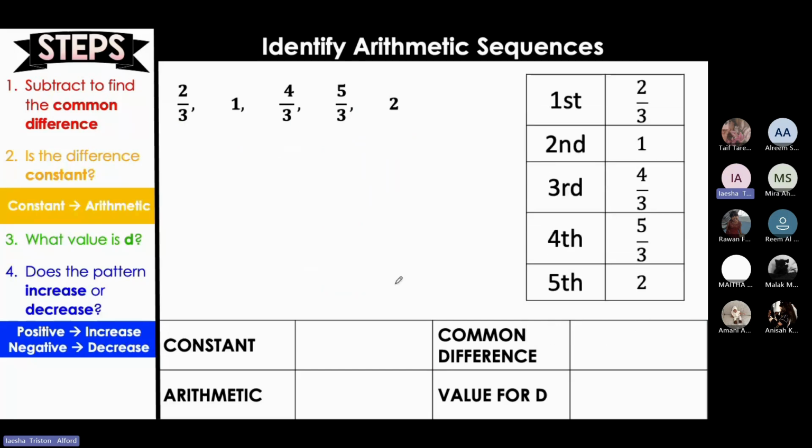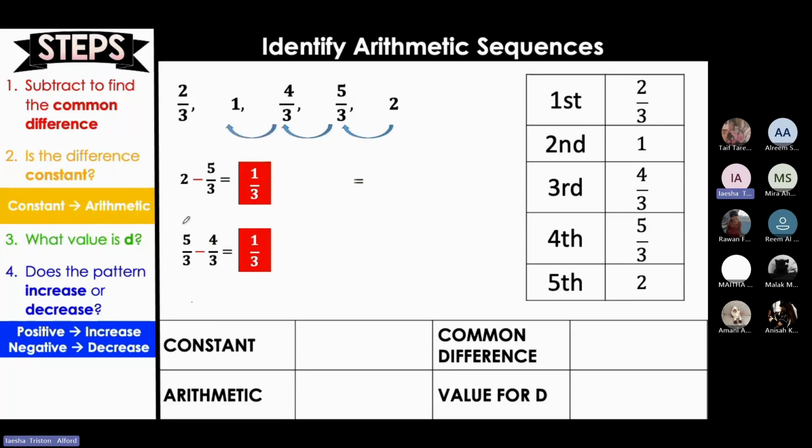Let's try one with fractions. So again, make the table and subtract from the bottom of the table to the top, or the end of the sequence to the beginning. This one gives you positive 1/3. Subtract again, you get positive 1/3. Subtract again, you get positive 1/3. Subtract again, you get positive 1/3.